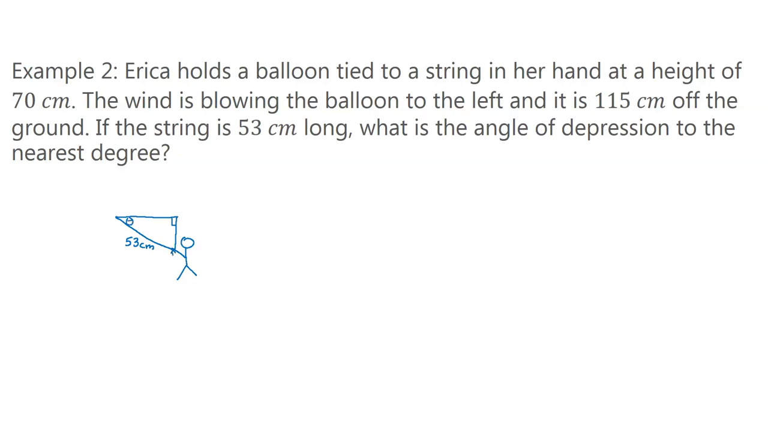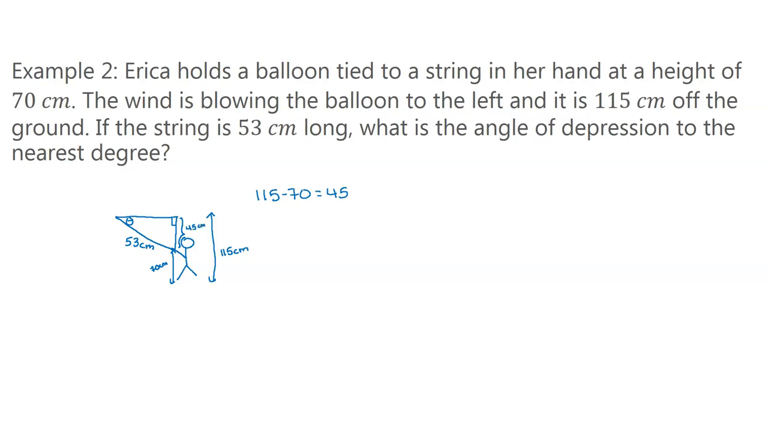We know that the height of our hand is 70 centimeters, and the height of the balloon is 115 centimeters. Now we need to know both of these so that we can find this here. So in order to find that side of the triangle, we need to subtract 70 from 115, which is 45. This side is 45 centimeters.